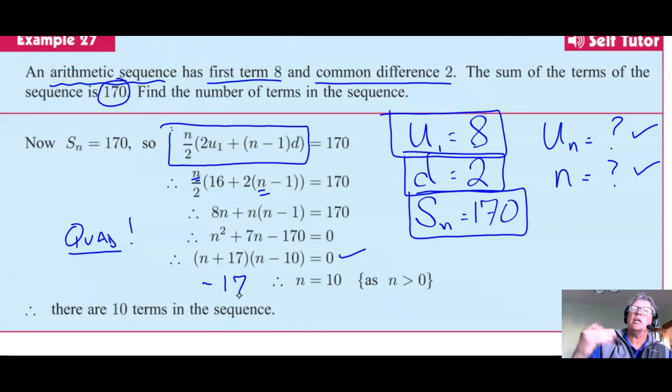This n stands for something. It is the number of terms. We do not have negative 17 terms. And interestingly enough, you might mess around with that a little bit just to see what that is. But in this case, we're going to take the positive. Good to go. All right.